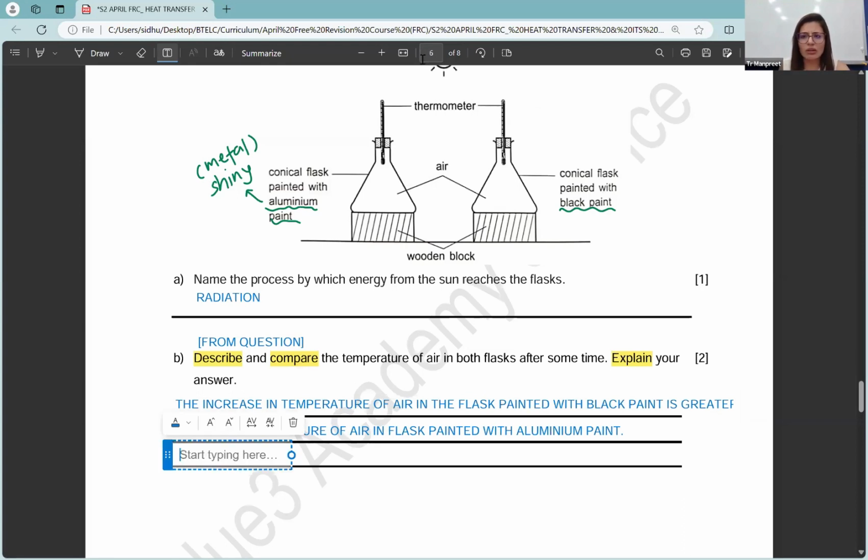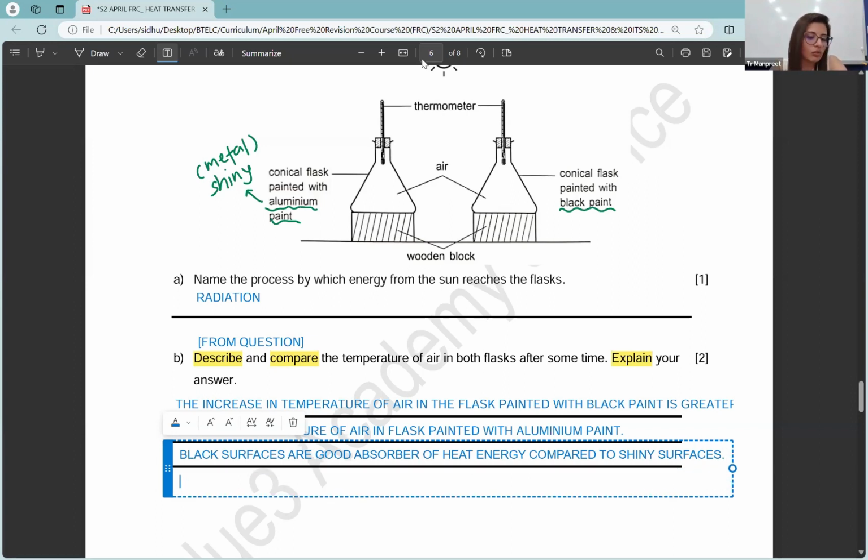So why? How come it's greater? What do you understand from your theory? Black is a good absorber of heat, so we say black surfaces are good absorbers of heat energy, compared to shiny surfaces. Again, I must do this because the question just says compare. Now, you must be able to derive that aluminium, despite being a conductor, actually has a shiny surface, which is why it's a poorer absorber and a better reflector of heat.